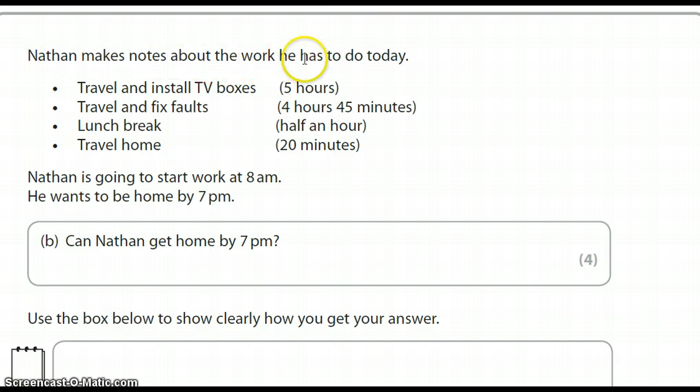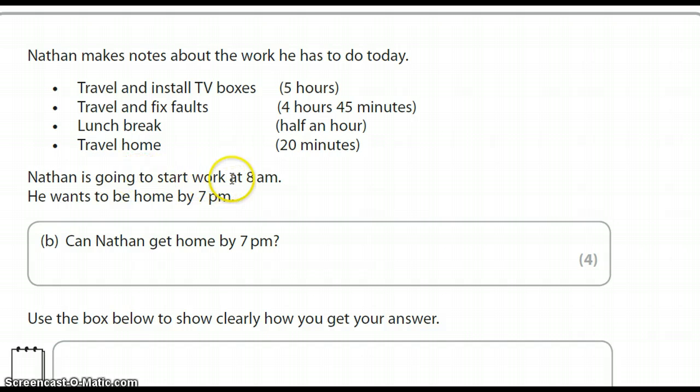Nathan makes some notes about the work he has to do today. Travel and install TV boxes, that many hours. Travel and fix faults, that many hours and that many minutes. Lunch break, that much of an hour. Travel home, that many minutes.